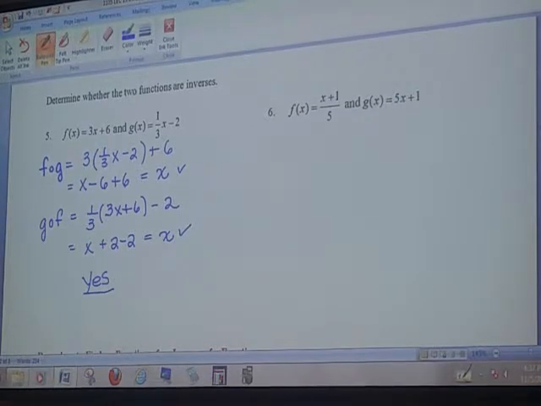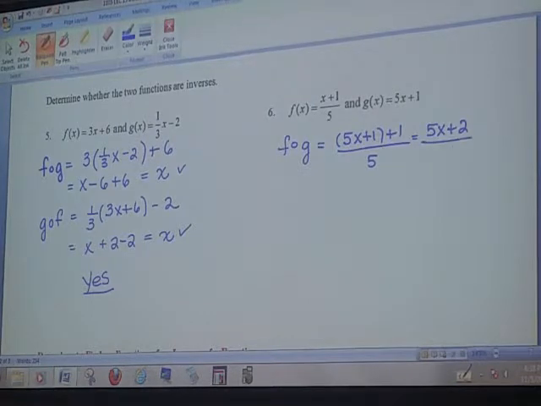So what would it look like if they're not gonna be inverses? If I do F composition G, that means G goes into F, so 5x plus 1 into the top of that fraction. So I get 5x plus 2 over 5. Well, that ain't x. If I tried the other way, that's enough to tell me it's not gonna work.